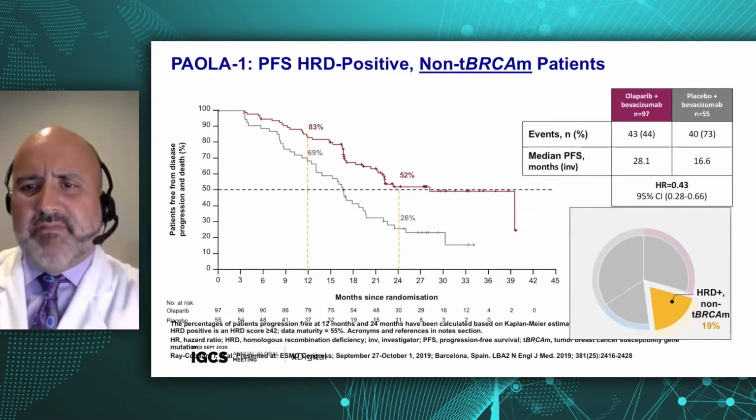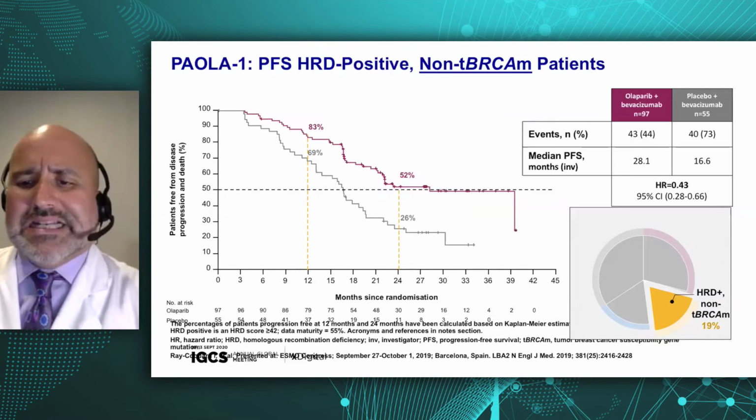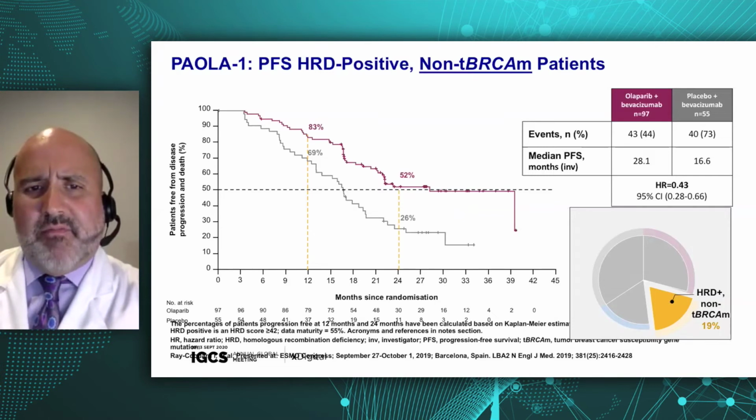So I want to spend a few extra minutes really looking at what's driving these results in the HR deficient patients who are non-BRCA. And how much is the bev really adding here?